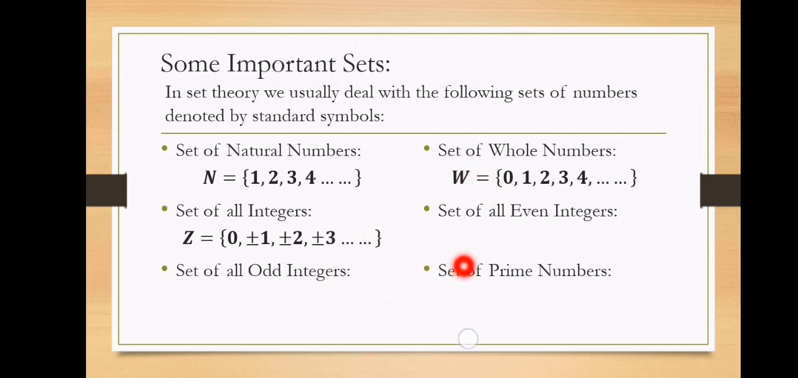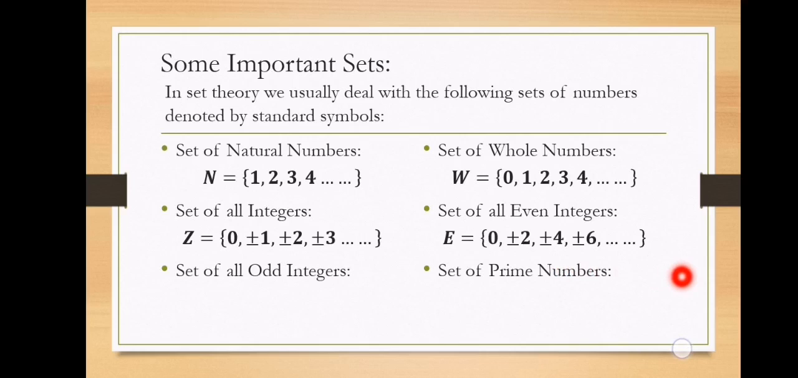Similarly, we have the set of all even integers. The set of all even integers includes all those integers which are divisible by 2. It is denoted by the capital letter E and it includes 0, plus minus 2, plus minus 4, plus minus 6 and so on. Since integers include 0, positive and negative numbers, both the negative and positive even numbers are to be included in the set of even integers.